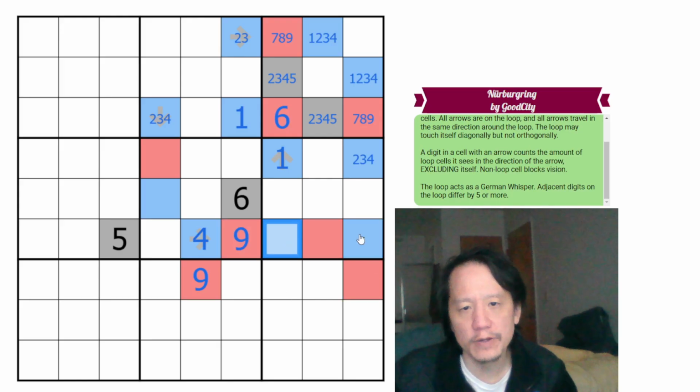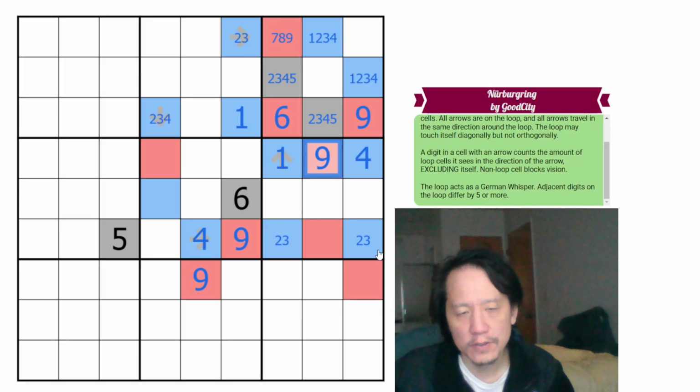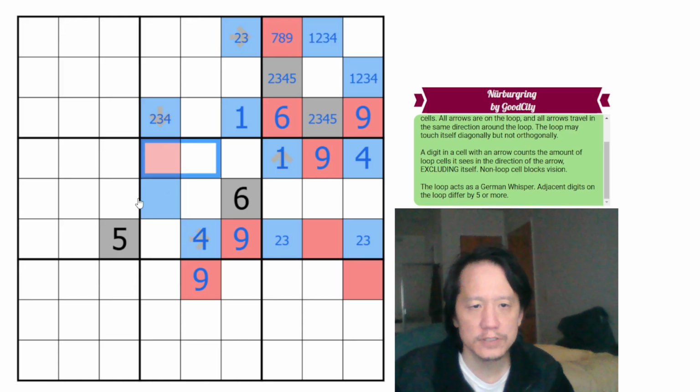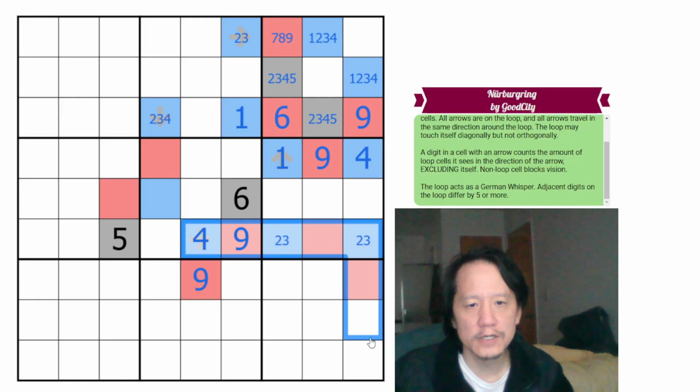This would be 2 and 3. This would have to be 4, so this would be 9. This would have to connect this way and be 9. So this would have to connect out this way because it can't go here, because it would have to go back here and touch itself. So how would this connect? It would have to go around this way.